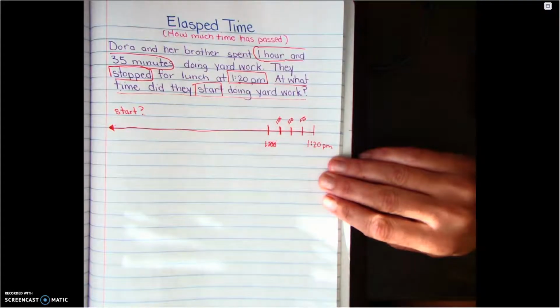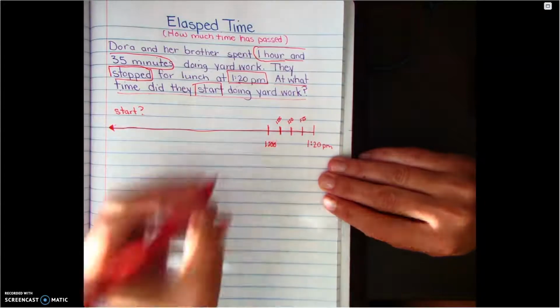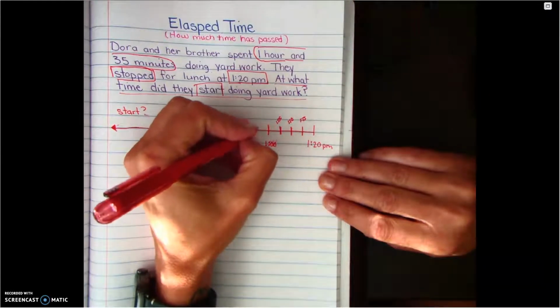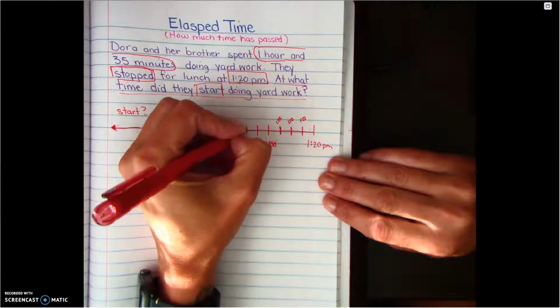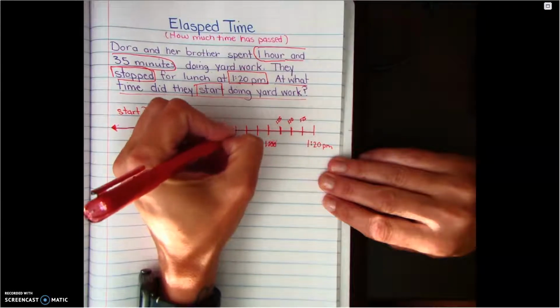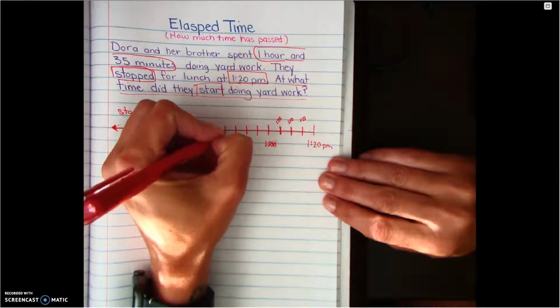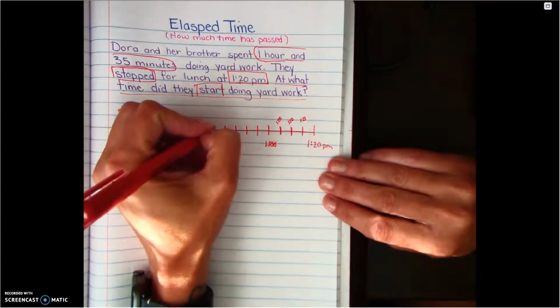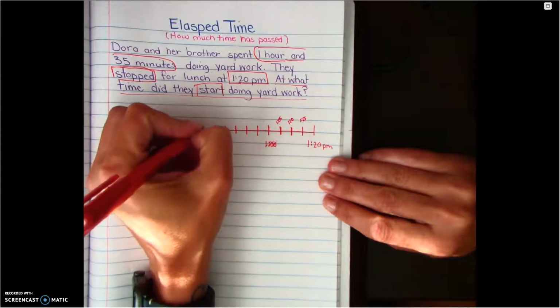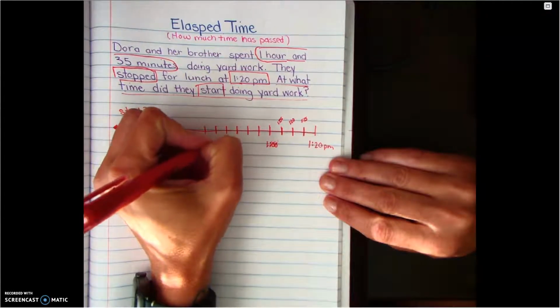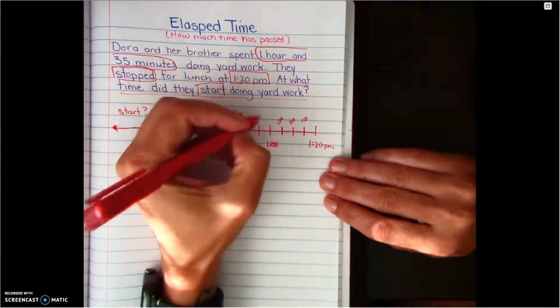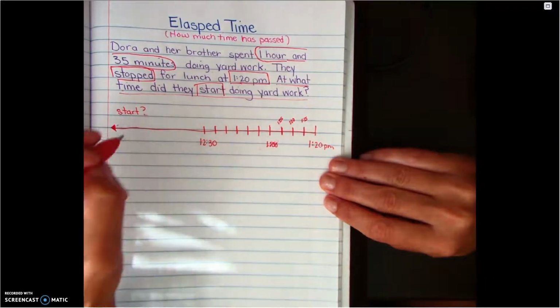So let's keep going back. So there's 12:55, 12:50, 12:45, 12:40, 12:35, 12:30. And then we're going to keep going back. So remember, these are all worth 5.